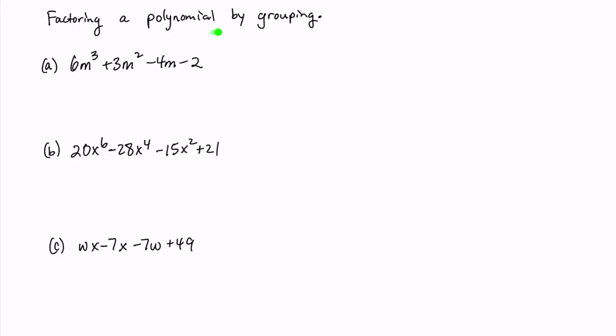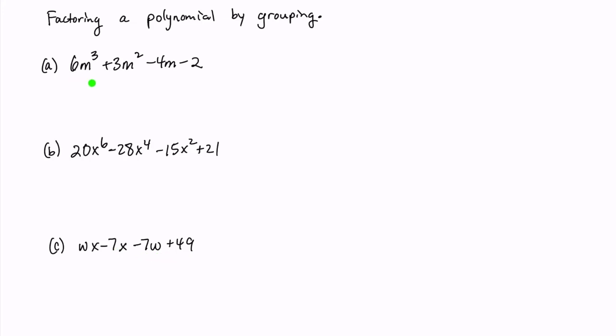Factoring a polynomial by grouping. We have three expressions here, okay? Each of these has four terms. So this one, the first term is 6m cubed. Next term is 3m squared. Next term is the opposite of 4m. And the fourth term here is the opposite of 2. This one has four terms as well, okay? And this one also has four terms.